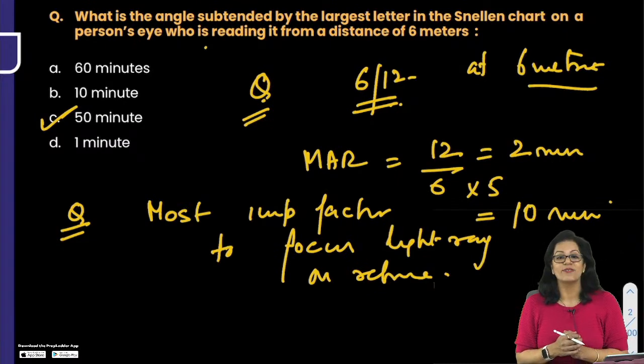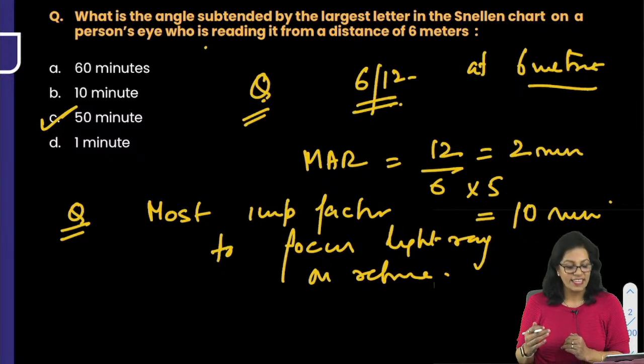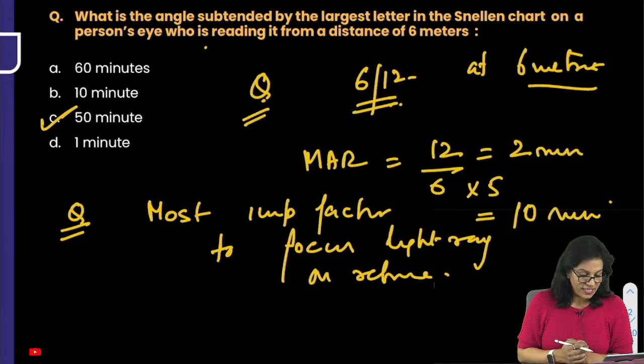So you see, the answer is also wrong. So what is the answer? It is the anterior surface of the cornea. Okay, so it is the anterior surface of the cornea.